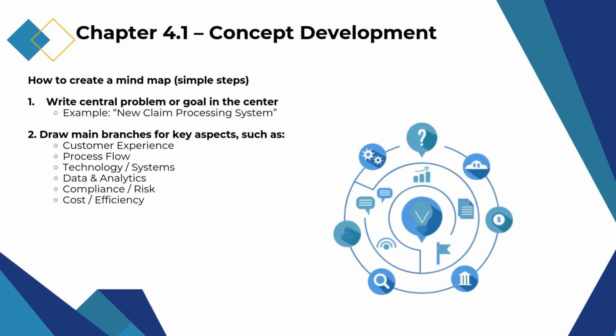To create a mind map, start by writing the main problem or goal in the center, such as new claim processing system, then draw main branches for the key aspects that affect it, like customer experience, process flow, technology or systems, data and analytics, compliance and risk, and cost or efficiency. This helps organize ideas visually and shows how different parts of the design relate to each other.